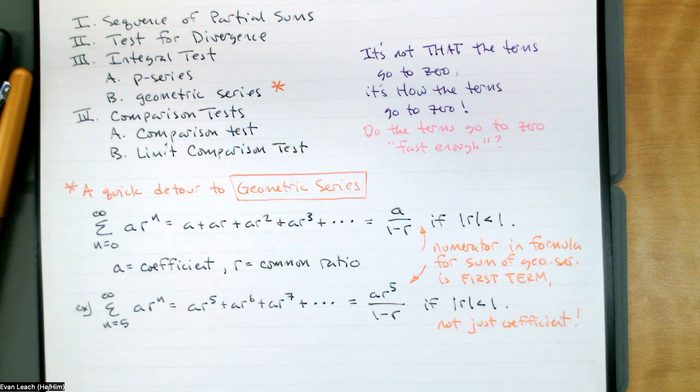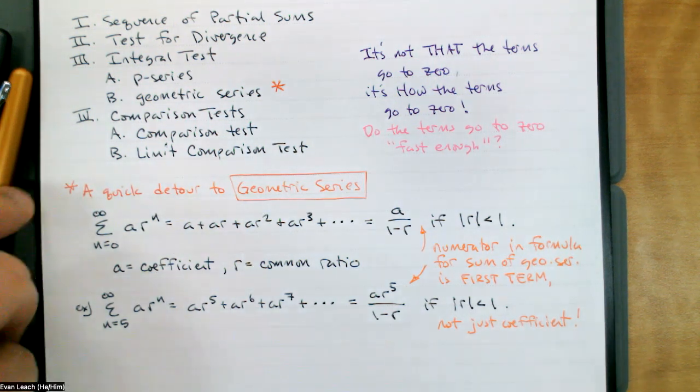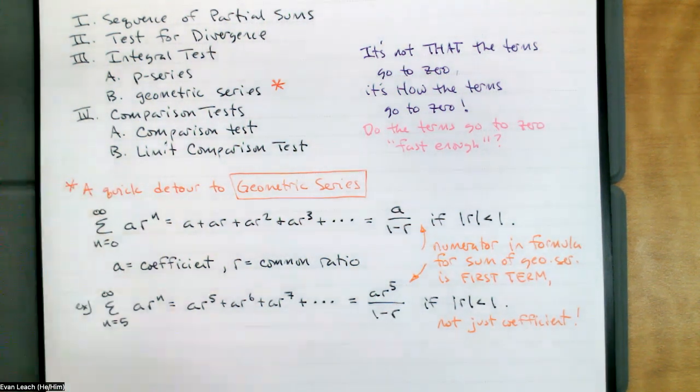Question? Yeah. The denominator is always 1 minus the common ratio. All right. So I want to stop and look at this in a little more detail because it's kind of cool.